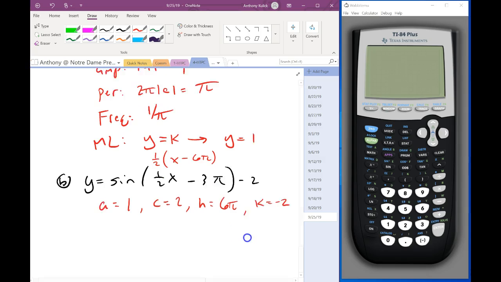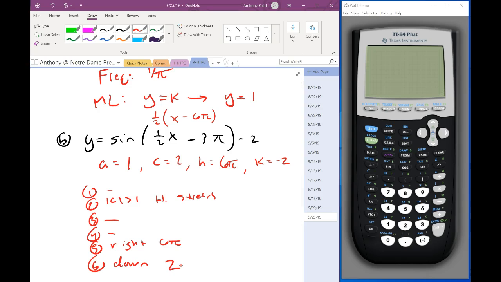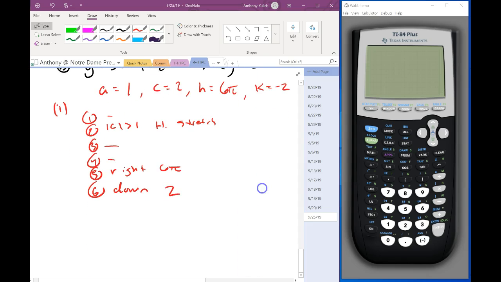All right. So my a, c, h, k. Since the c is positive, nothing happens there. Since the absolute value of c is less than 1, I have a horizontal stretch. Since a is 1, nothing happens there. Since the h is positive, we're going to go right that much. And since the k is negative, we're going to go down that much. Everybody okay with that idea? Okay.